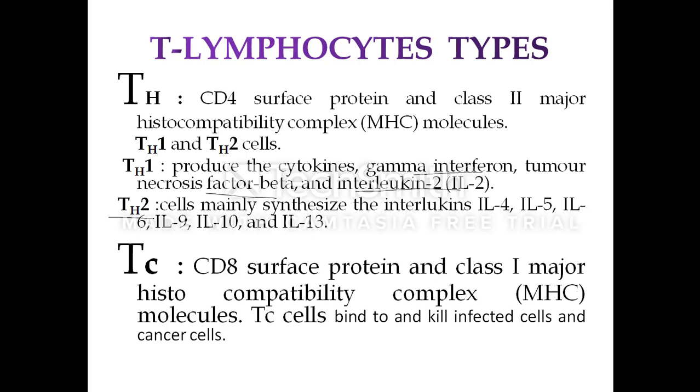Next is TC cells. On its surface it expresses the MHC class 1 binding receptor protein and it binds and kills the infected cells and the cancer cells. CD8 positive and MHC1, it kills the infected cells and also cancer cells.